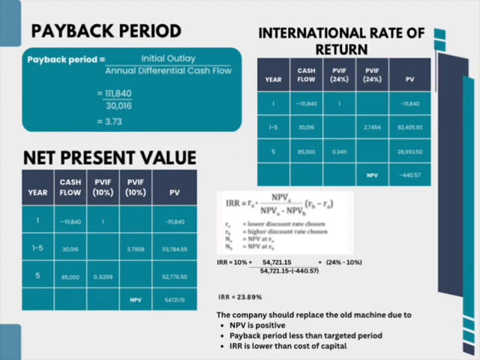First, we are going to analyze the payback period. For the payback period, we divide the initial investment by the annual cash flow. The initial investment is slightly above 111,000 ringgit, while the annual cash flow is slightly above 30,000 ringgit. Therefore, the payback period is approximately less than 4 years. This means the company can recover its investment in about 3 to 4 years, which is shorter than the targeted period. For NPV, we calculate the present value of all cash inflows and subtract the initial investment.